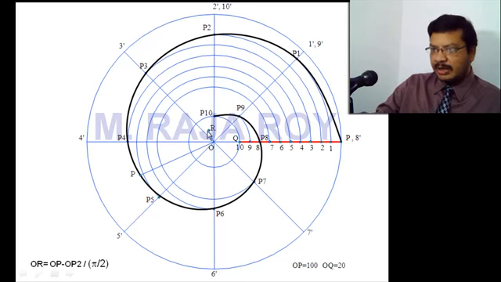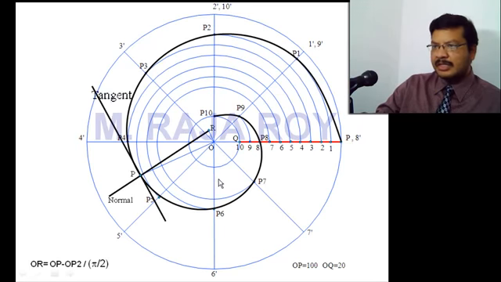After finding OR, you have to mark this length. Then draw a line joining R and P. RP will be the normal. And if you draw a perpendicular to this normal line, that will be the tangent. This is the procedure for drawing the Archimedean spiral and the tangent and normal to the spiral.